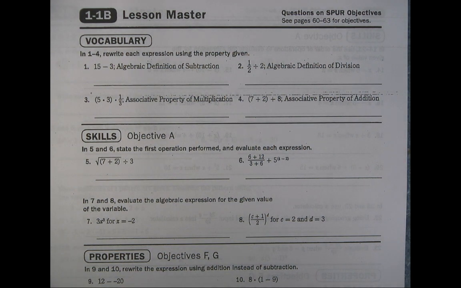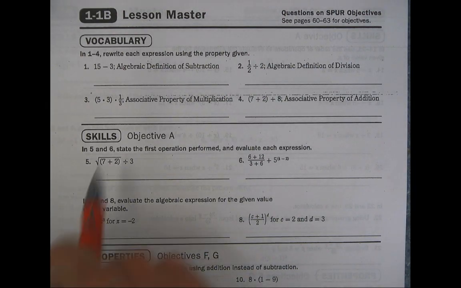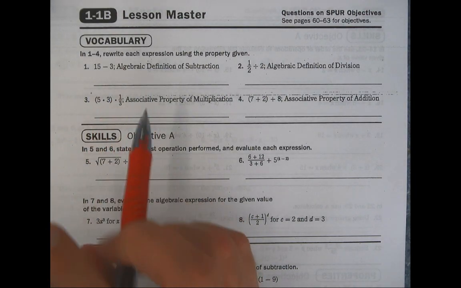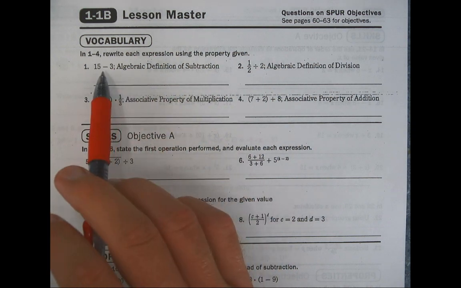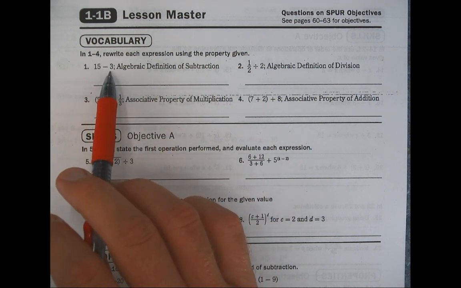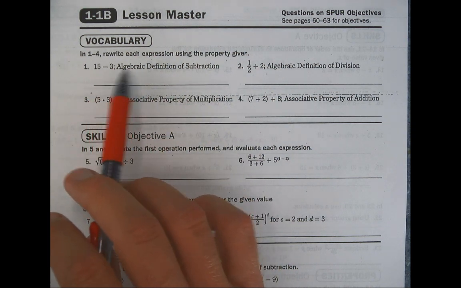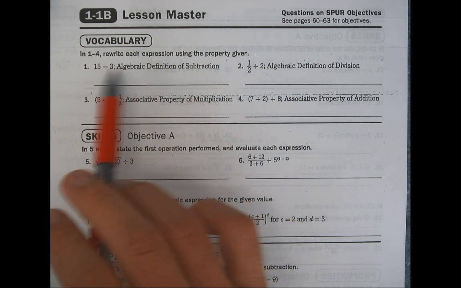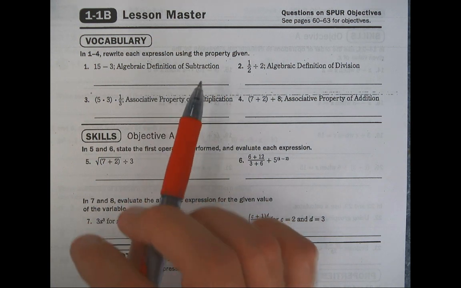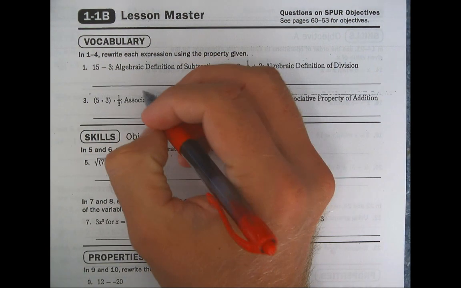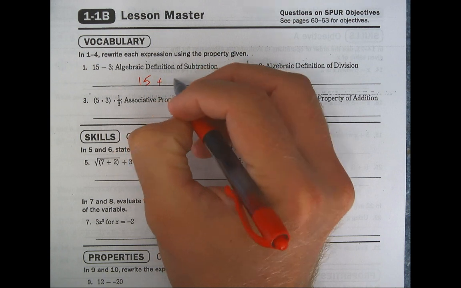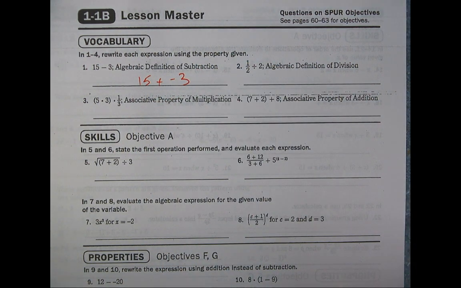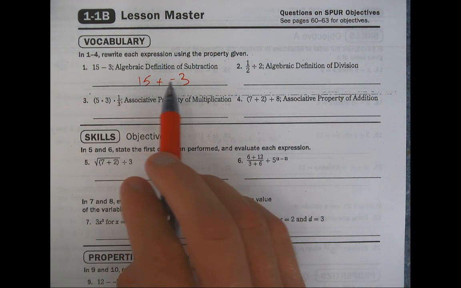So this is the review sheet for 1-1 to 1-3. Starting on 1-1, we're going to rewrite each expression using the property they give you. We're given 15 minus 3 as the expression, and we're going to rewrite that using the algebraic definition of subtraction, which says subtracting a positive is like adding a negative. So 15 minus 3 is the same as 15 plus negative 3. We've rewritten it. It still has the same value.